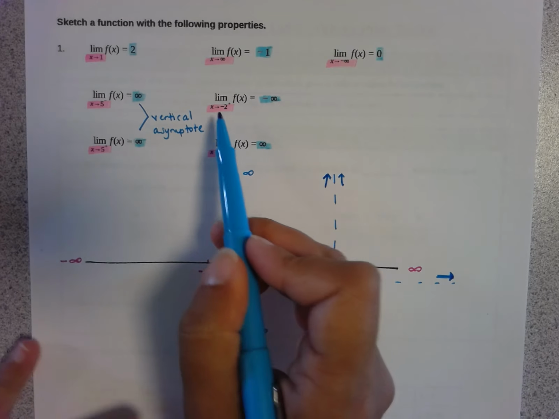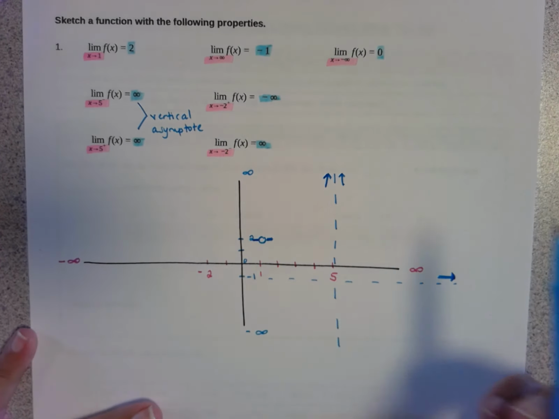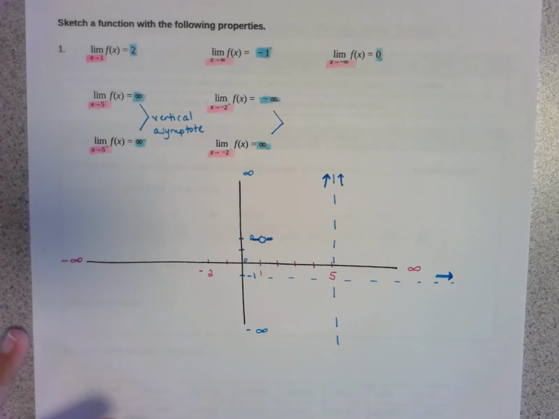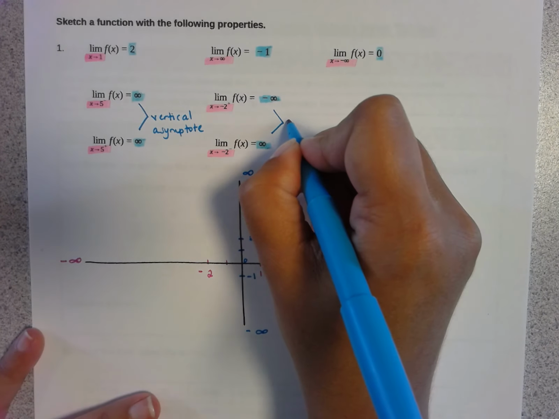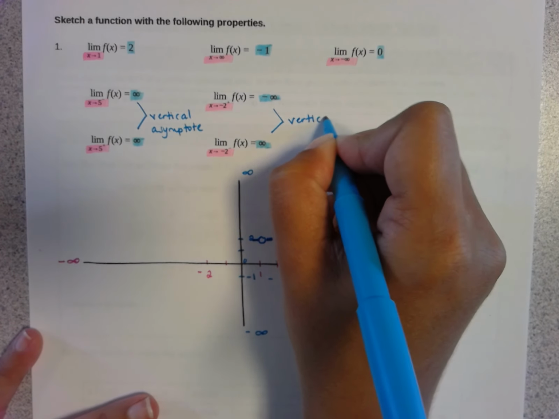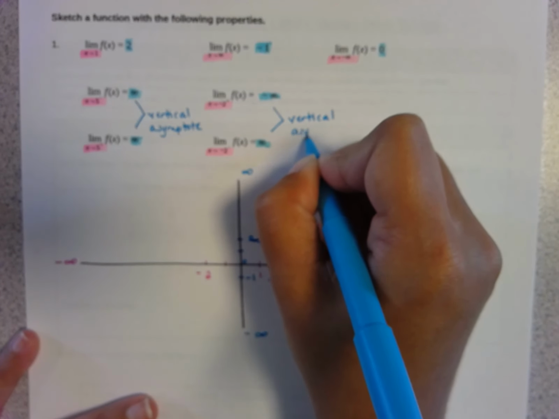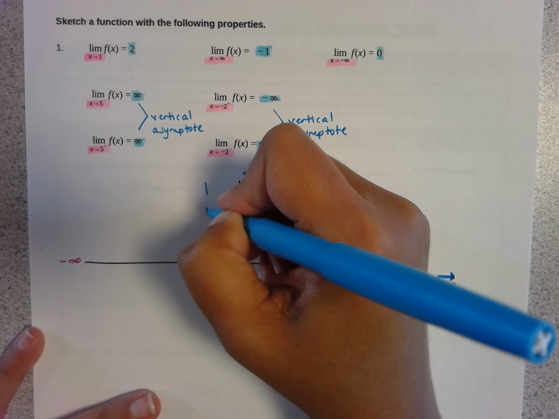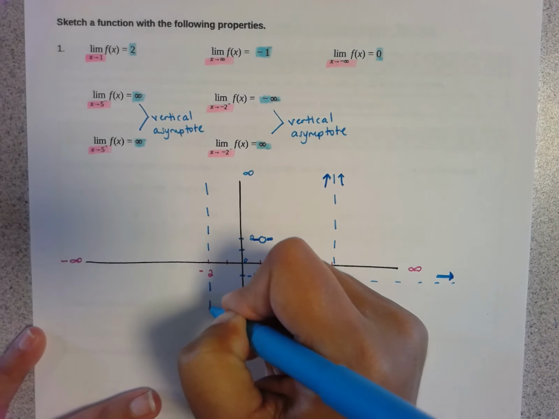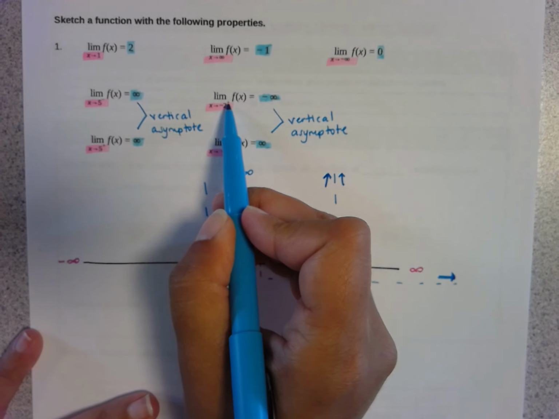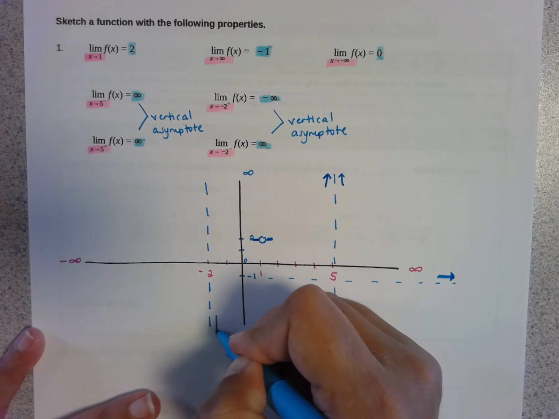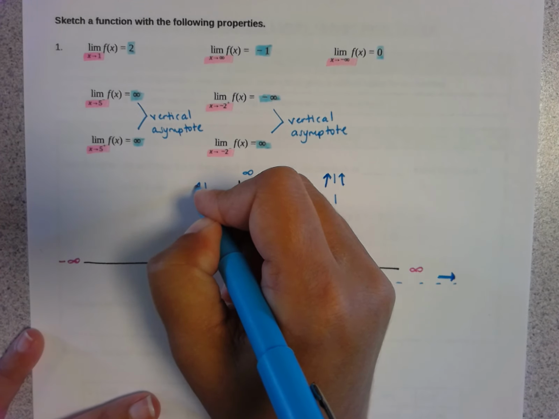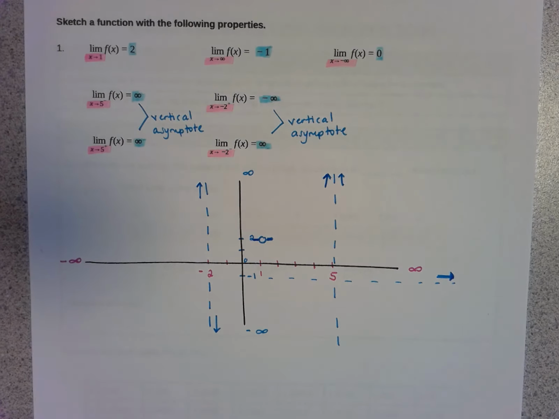The limit as x approaches -2 from the right is negative infinity, and -2 from the left is infinity. Again, the fact that the y values become infinite tells me that this is another vertical asymptote. So at -2, I'm going to draw a vertical asymptote. Now on the right side of -2, I'm going to point my arrow down towards negative infinity. And on the left side, I'm going to point my arrow up towards positive infinity.